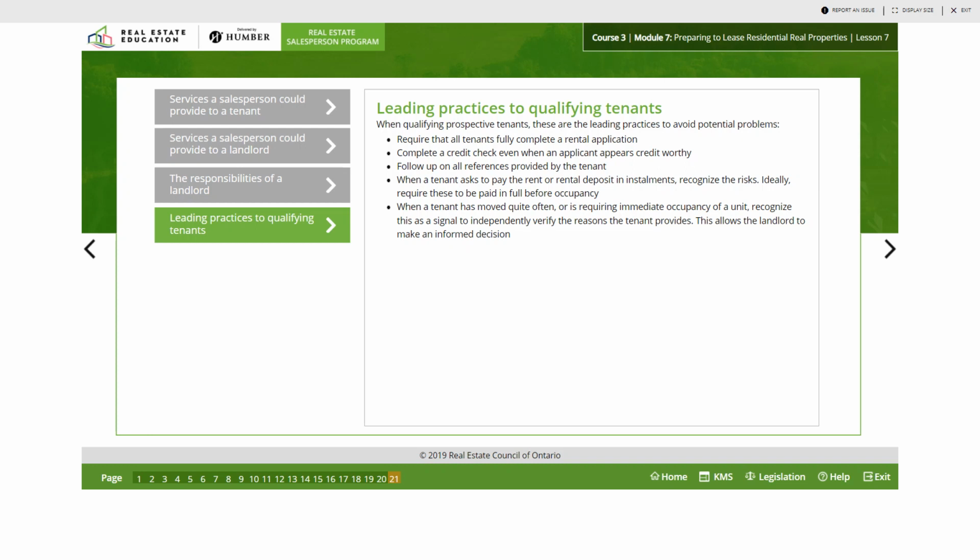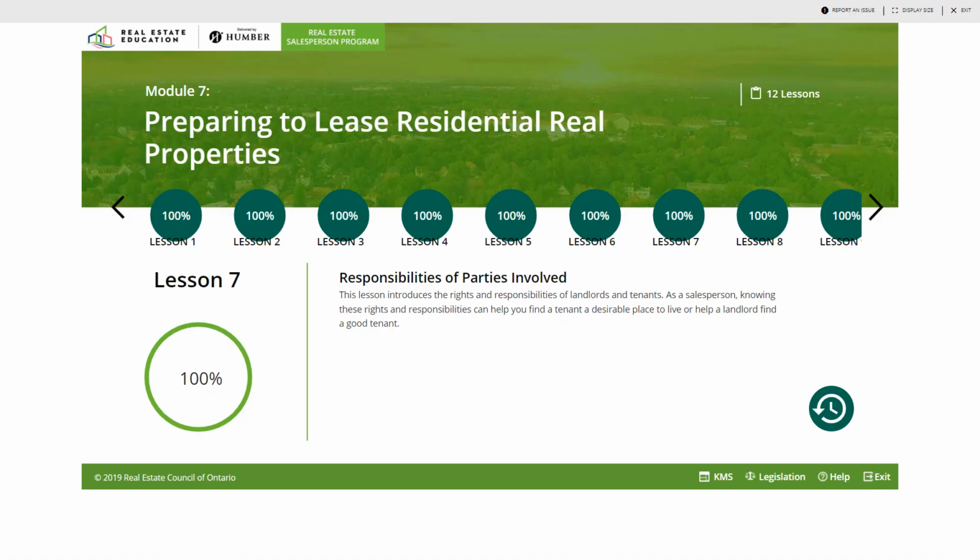When a tenant asks to pay the rent or rental deposit in installments, recognize the risk. Ideally, require these to be paid in full before occupancy. When a tenant has moved quite often or is requiring immediate occupancy of a unit, recognize this is a signal to independently verify the reasons the tenant provides. This allows the landlord to make informed decisions.